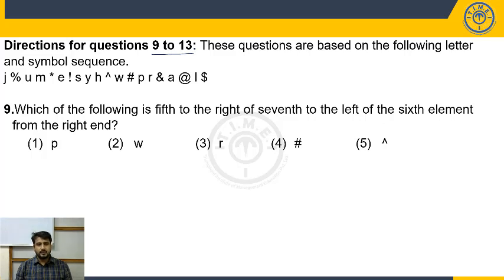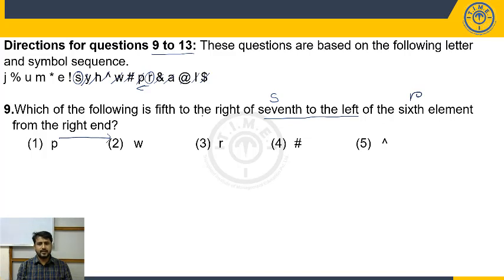Which of the following is fifth to the right of, seventh to the left of, sixth element from the right hand? So we should start counting from the right hand. With respect to the right hand, first which element do we have to identify? Sixth element. So 1, 2, 3, 4, 5, 6. That sixth element is R. With respect to this, we have to find seventh left. So our left side will be this side. 1, 2, 3, 4, 5, 6, seventh left, which is S.